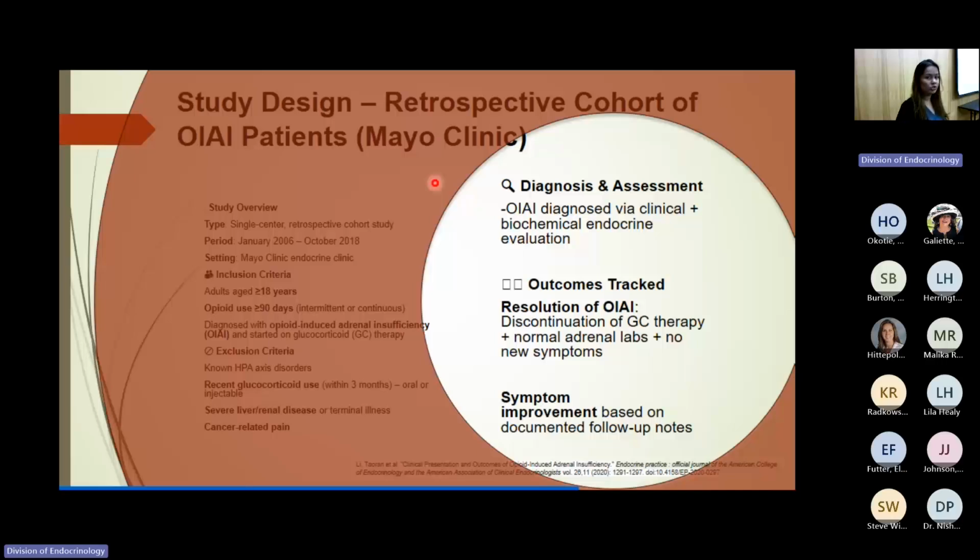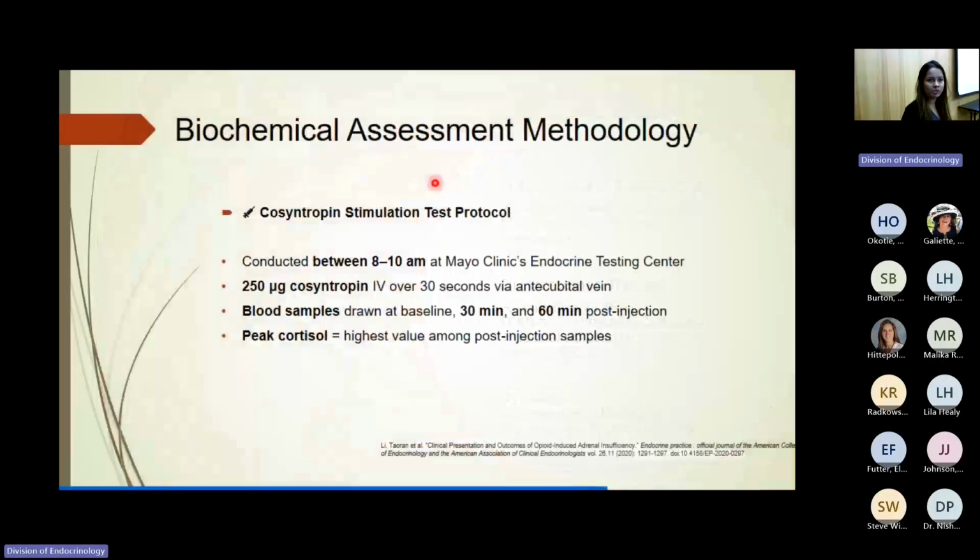Outcomes were resolution of adrenal insufficiency. So in some of the patients, there was a discontinuation of the therapy, and post-discontinuation, they documented normal adrenal labs and no new symptoms after that. And symptom improvement was based on follow-up notes in the clinics, in the Mayo Clinic endocrine outpatient department.